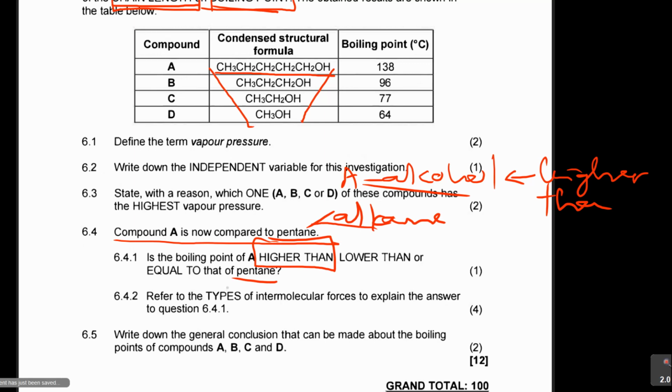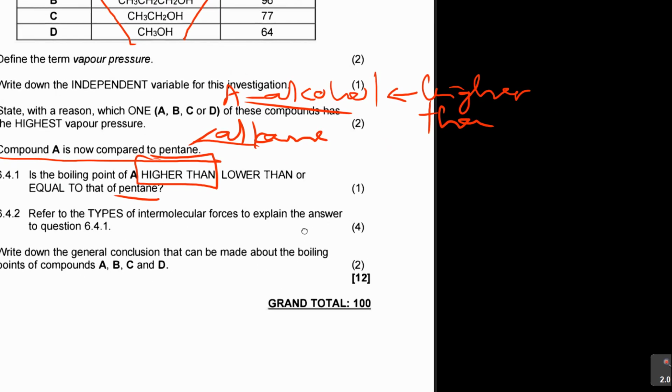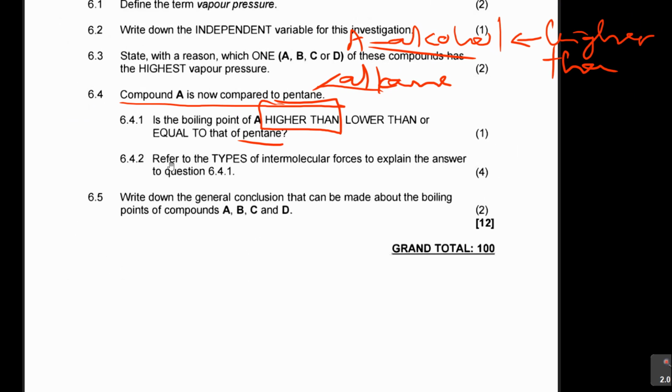And then they say refer to the types. There is this mark. I want you to get these 4 marks. It says refer to the types of intermolecular forces to explain the answer in question 6.4.1. Now, refer to the types of intermolecular forces. You must be very specific to the question. Number 1, tell us about A. What type of intermolecular forces? Identify A and pentane. So you can say here the key words. That's what they will be marking you.